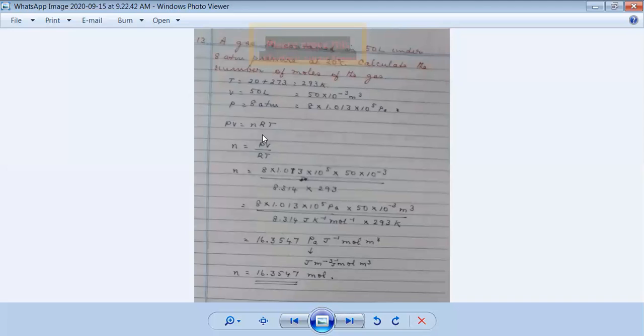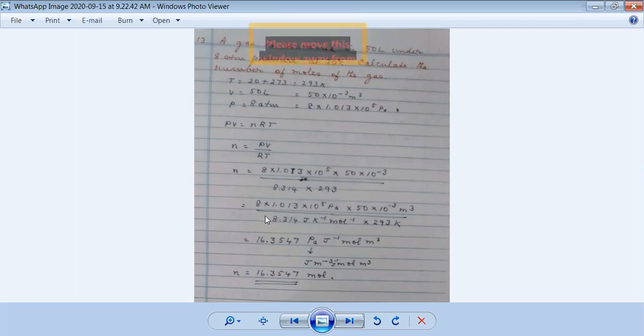So according to ideal gas equation, PV is equal to nRT. So what is asked is number of moles of the gas. So I keep the n here in the numerator and I convert the equation, and the equation becomes n is equal to PV by RT. So n is equal to what is pressure? 8 into 1.013 into 10 power 5. Volume is 50 into 10 power minus 3 divided by R is 8.314 into 293.